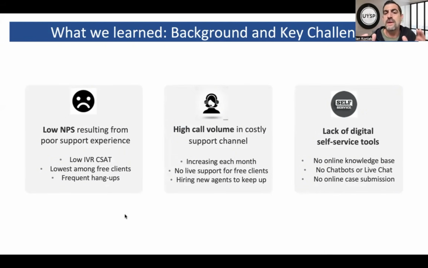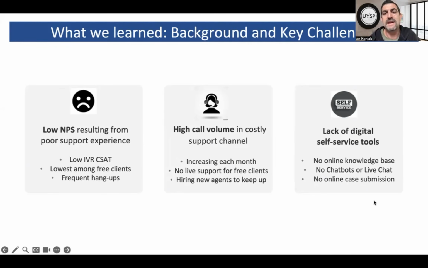They also had an extremely high call volume because they introduced a new free offering, and they didn't have live support. They made a decision that the free customers would only be supported by the automated service, and that was actually causing a lot of frustration with clients, and they weren't hitting their growth goals.